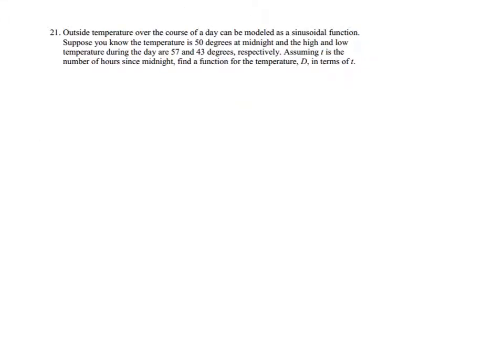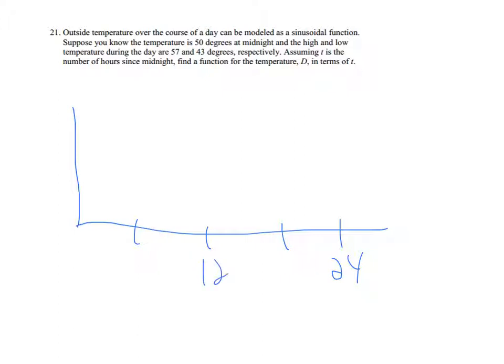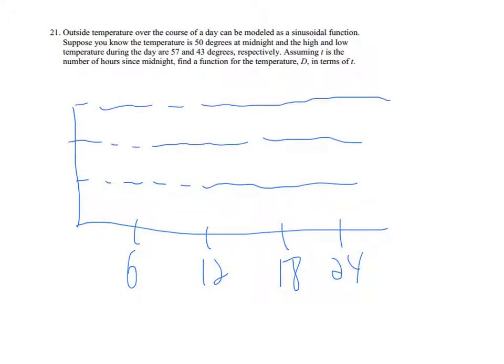So now we're going to a situation about temperature. We know that the temperature repeats every day. So that last one is 24, this is 12, this is 6, that's 18. We know that it reached 50 degrees at midnight, and then if we read a little further, we see the high is 57 and the low is 43. So let's draw a couple of lines here on our graph. Here's our midline. Since they're telling us that the low is 43 and the high is 57, the midline must be 50, which tells me the amplitude is 7.